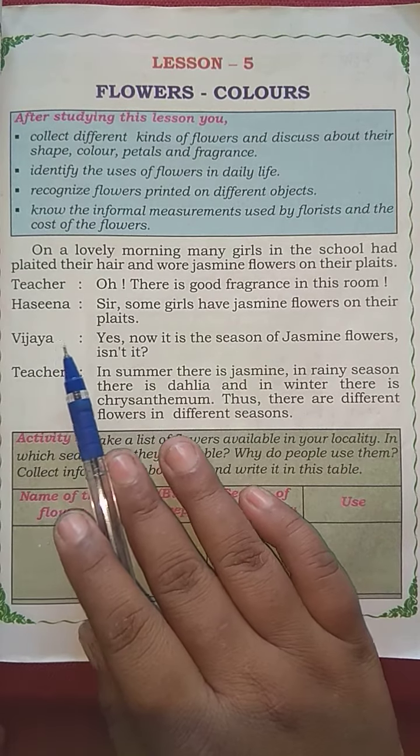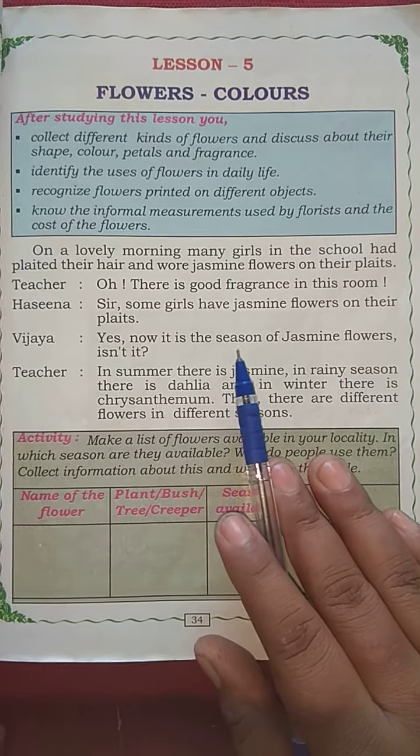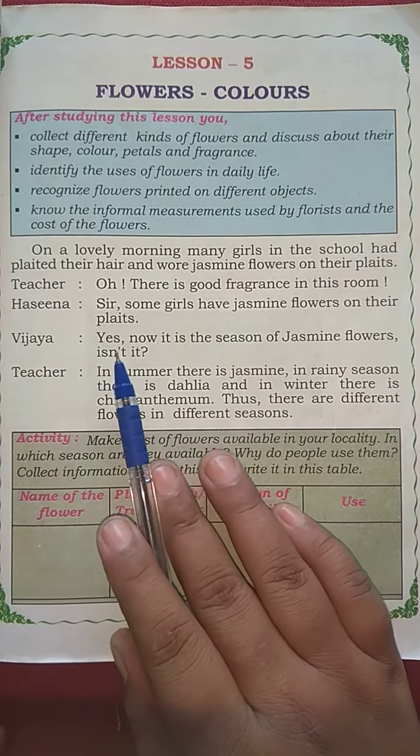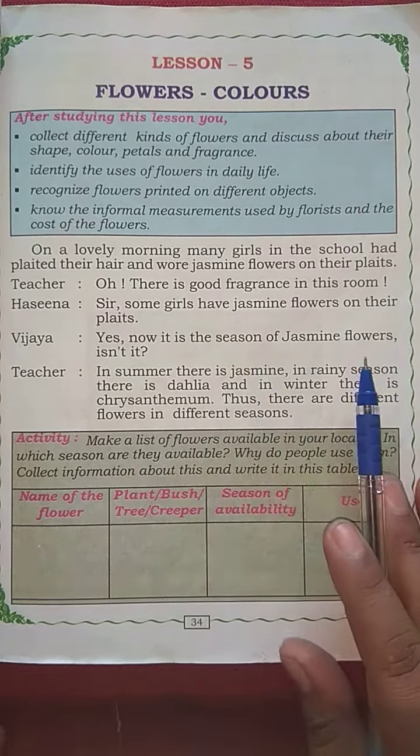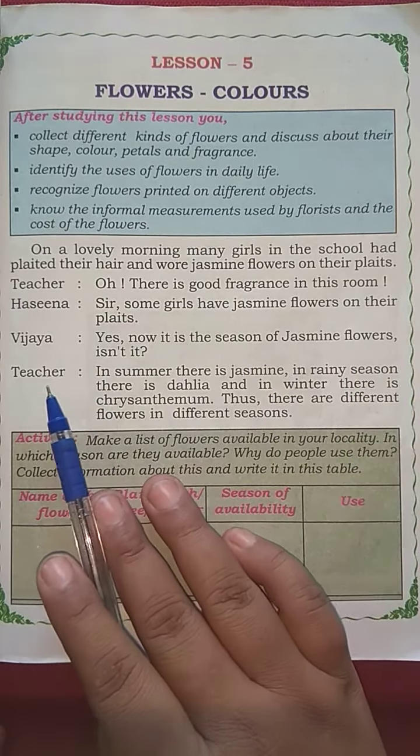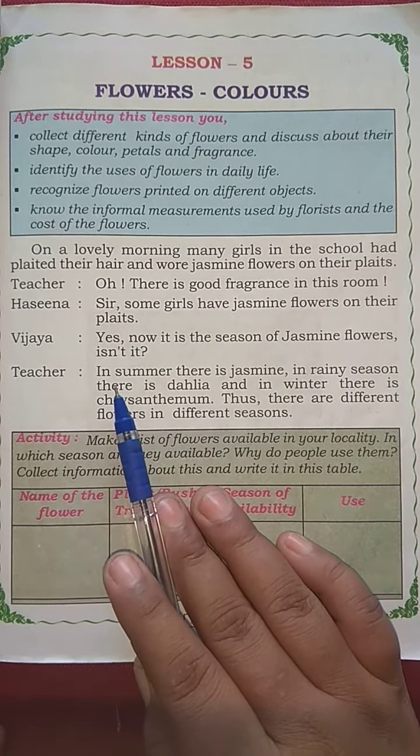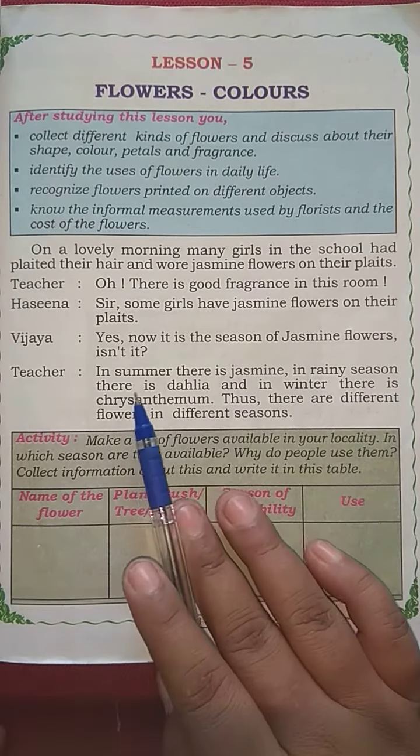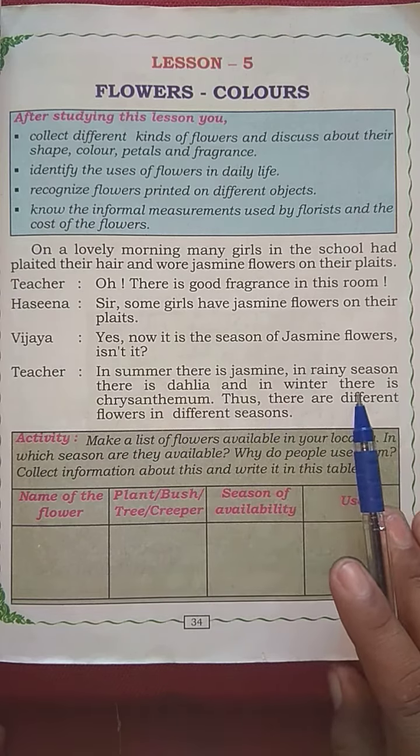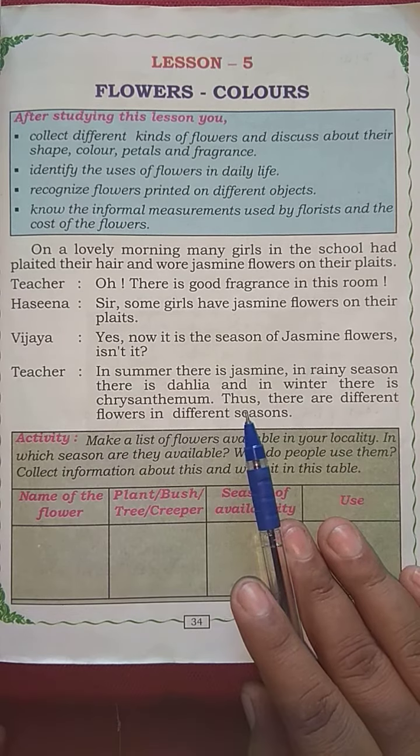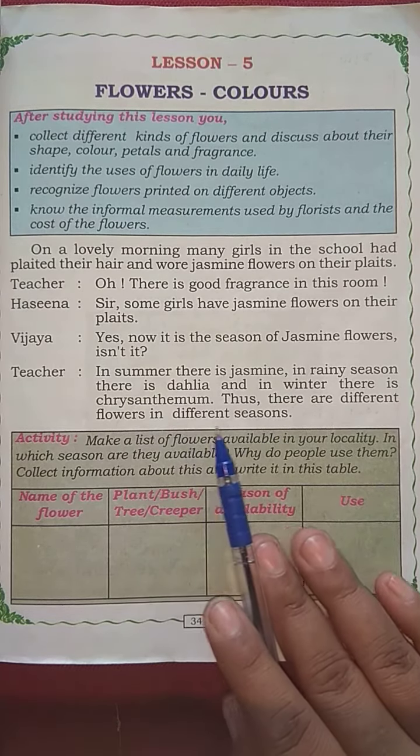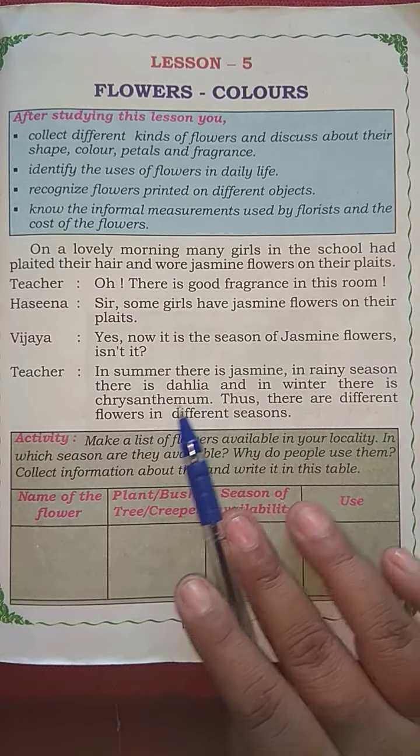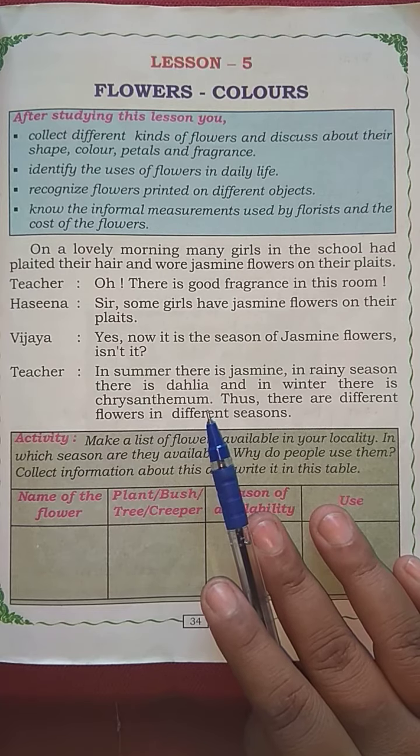Next, Vijaya: Yes, now it is the season of jasmine flowers, isn't it? For that, Vijaya says that yes, now it is the season of jasmine flowers, isn't it? The teacher answers, in summer there is jasmine, in rainy season there is dahlia, and in winter there is chrysanthemum. Thus, there are different flowers in different seasons. Jasmine is mallige, dahlia is derihu, chrysanthemum is Chandu.